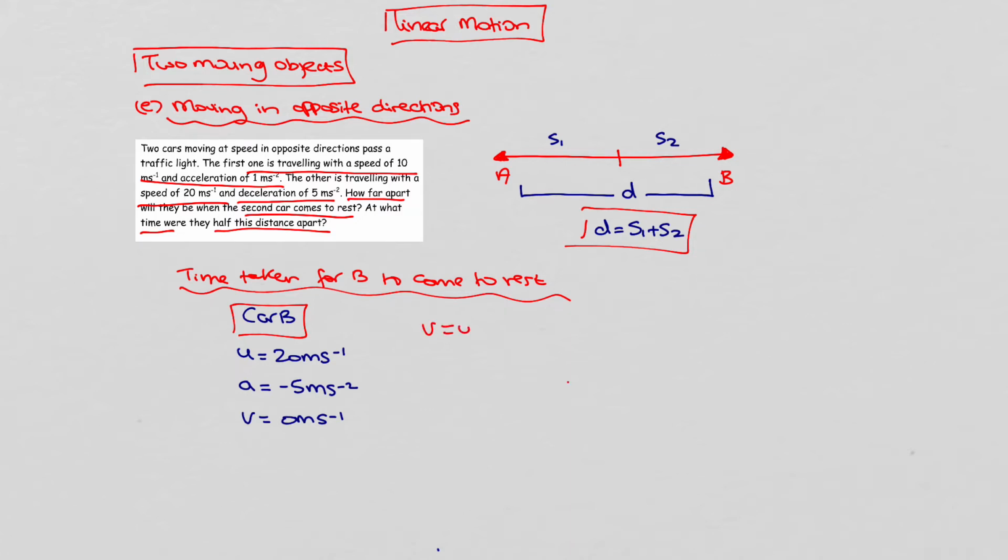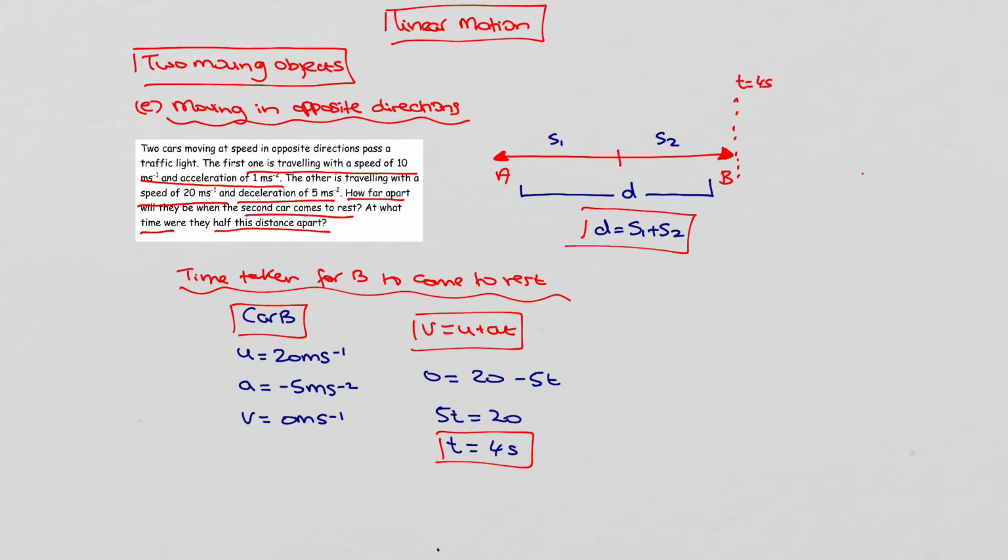So if we use v is equal to u plus at, we can see how long it takes to come to a stop. So we have 5t equals 20, and therefore t equals 4 seconds. So it takes car B 4 seconds to stop. So when it stops, so at this time, we know that t is equal to 4 seconds, which means we need to know, well, where is car A at t equals 4 seconds? And then we can combine S1 and S2 to see how far apart they will be.